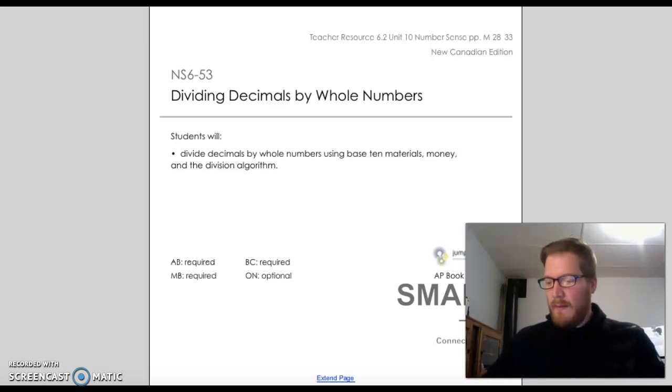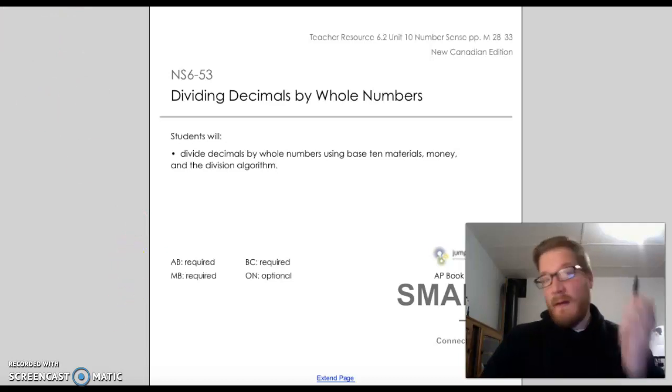A couple of learning skills we need to have beforehand. We need to be able to multiply whole numbers using base 10 materials. We need to be able to divide whole numbers using long division. And we need to have an understanding of decimal place value up to about the hundredths, so 2 decimal places. And so we're going to get started.